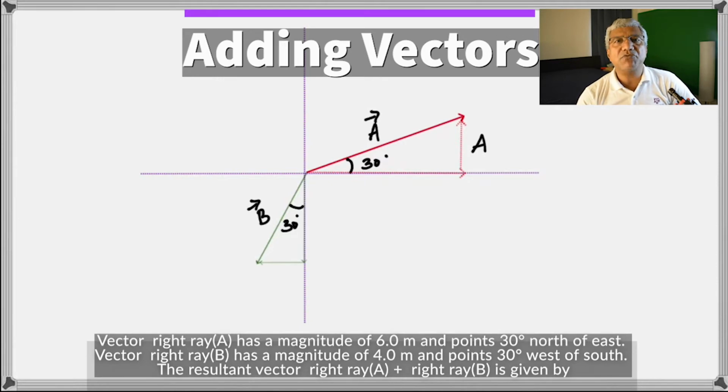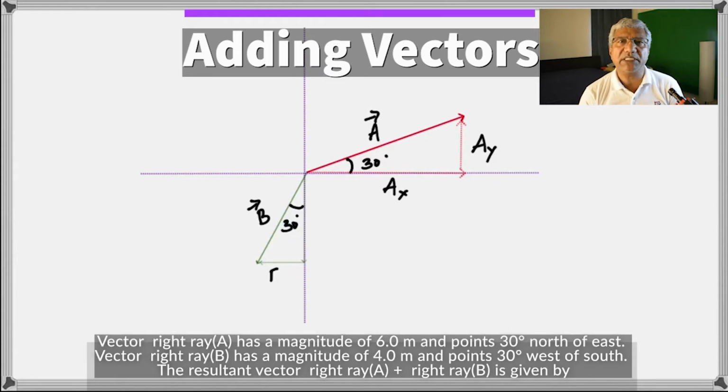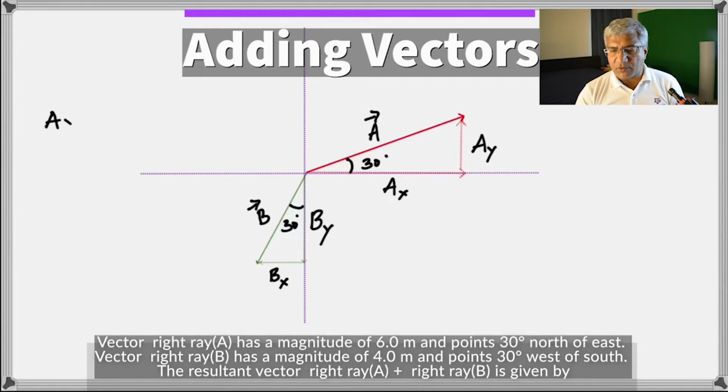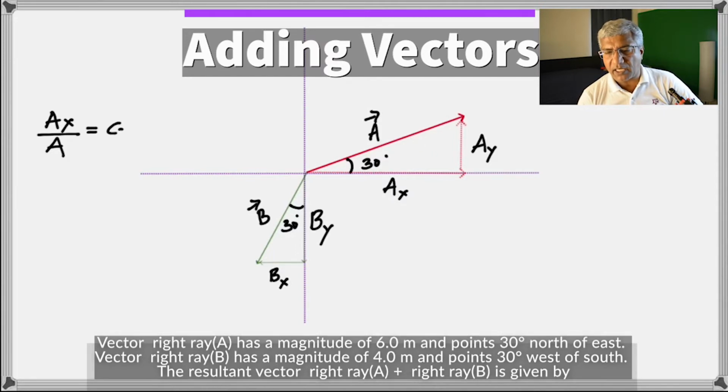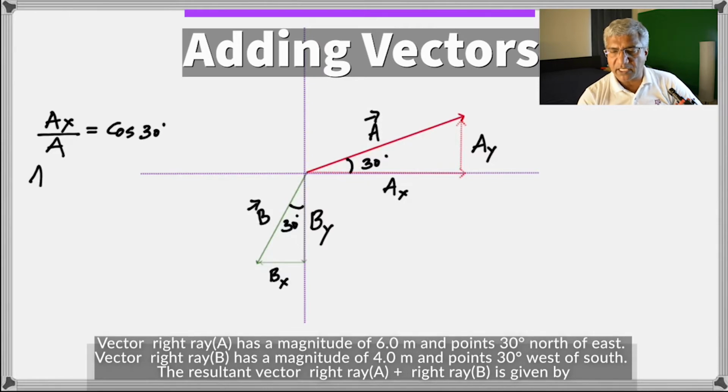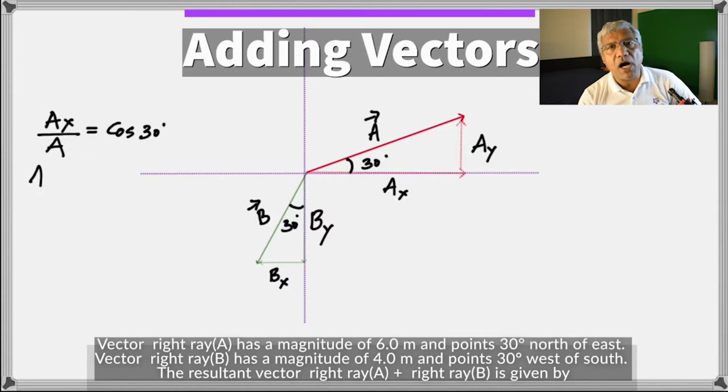Okay, and then we use trig to find those components individually. Let me show you how that is done. So let me label them as AX, AY, BX, and BY. And then we'll talk about this triangle first. So from that triangle, AX by A is cosine 30, because AX is the adjacent side divided by the hypotenuse. So you have to know your SOHCAHTOA.